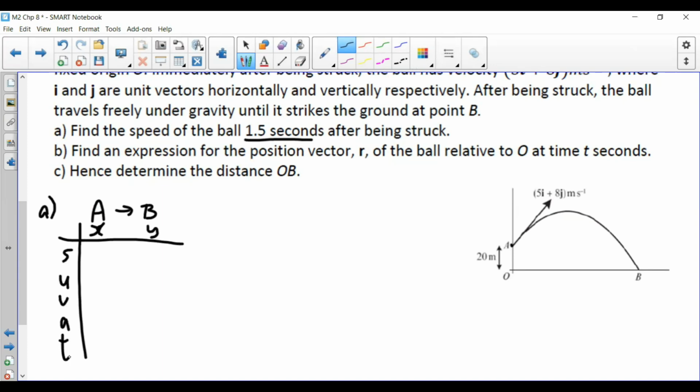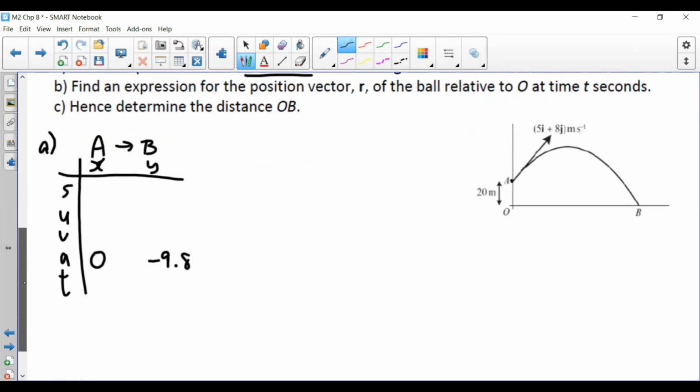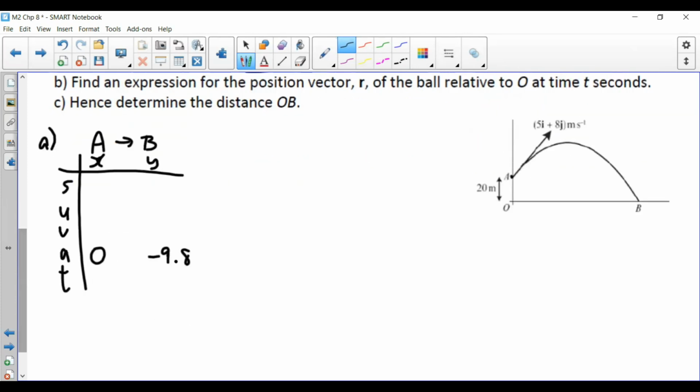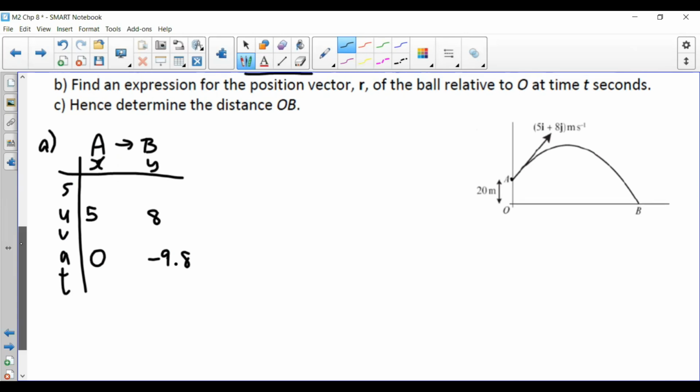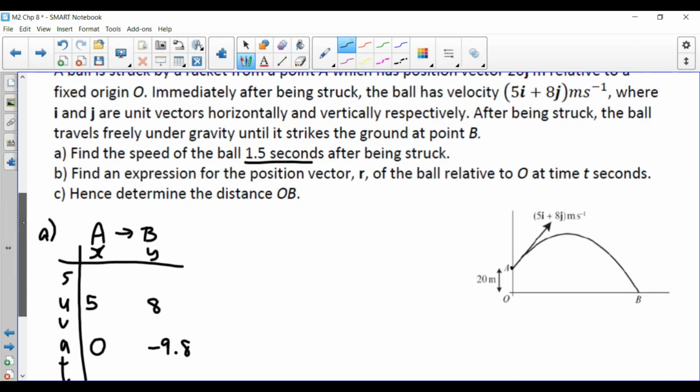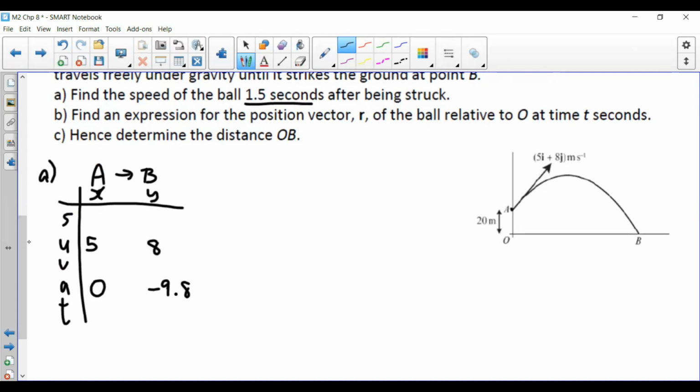What we know is, on a projectile, first thing is ax is 0 and ay is negative 9.8. So that's a given. u is 5i plus 8j, so we can break it down to ux is 5, uy is 8. What else are we given? We are given 20 meters. How do we use the 20 meters? Well, from A to B, we have descended 20 meters. So sy will be -20.